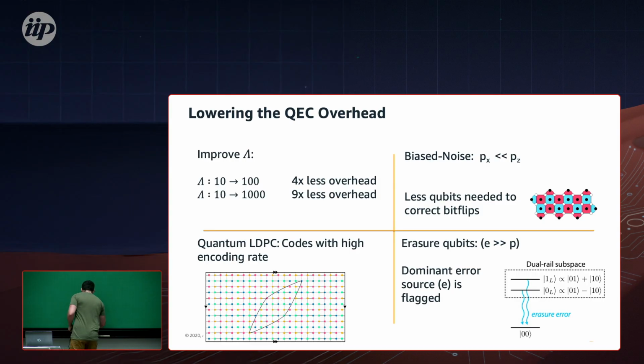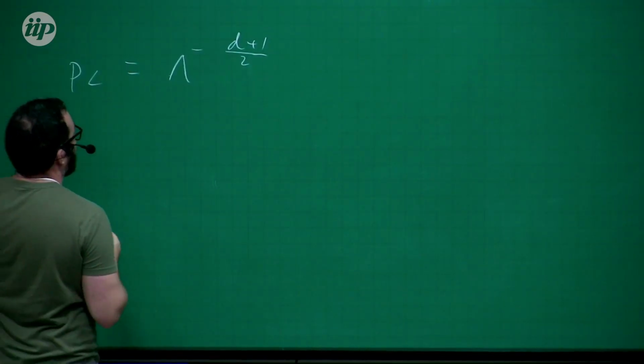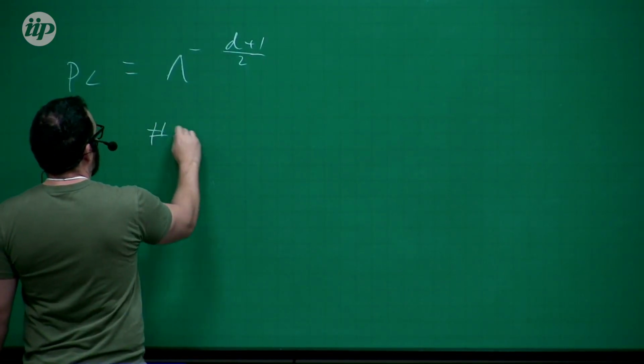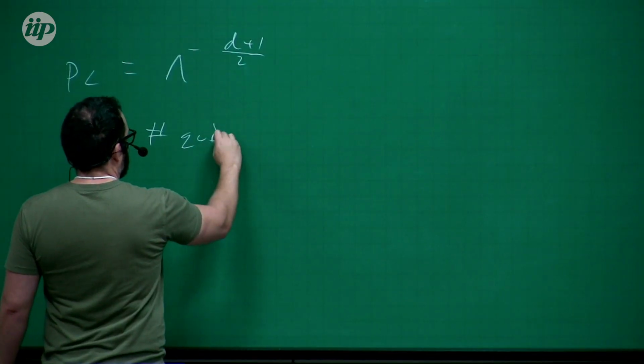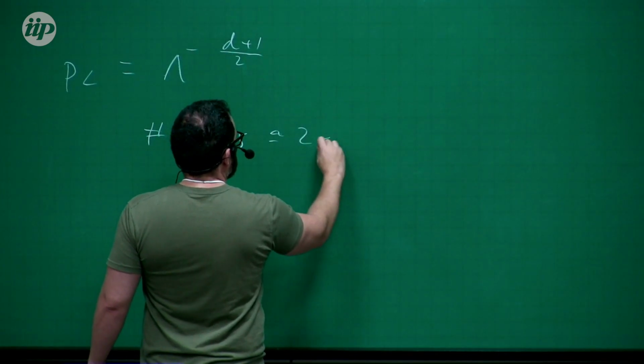And let me write an equation. Remember that you have lambda to the minus (d plus 1) over 2. That's the logical error rate, up to some constant that doesn't matter. And now, what is the number of qubits? How many qubits do you need for the logical block? Well, this is roughly 2 times d squared.